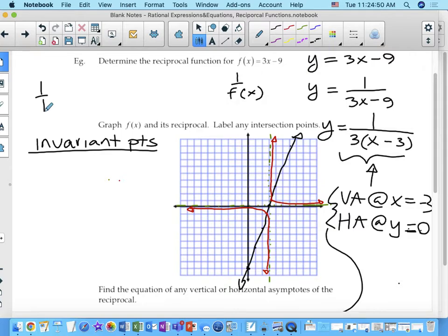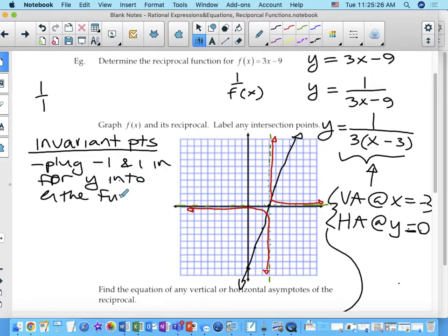Now, to find the coordinates of the invariant points, all you need to do is, for one of these two functions, set y equal to 1 and set y equal to -1 and solve for x. You can plug 1 and -1 into either one. It's probably easier to plug it into the linear one than the reciprocal. So plug -1 and 1 in for y into either function and solve for x.